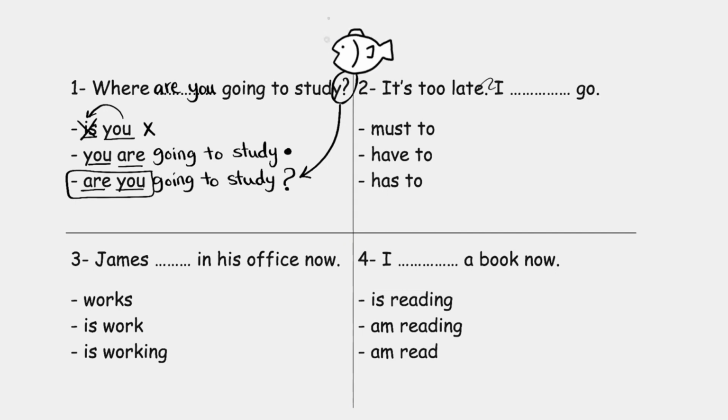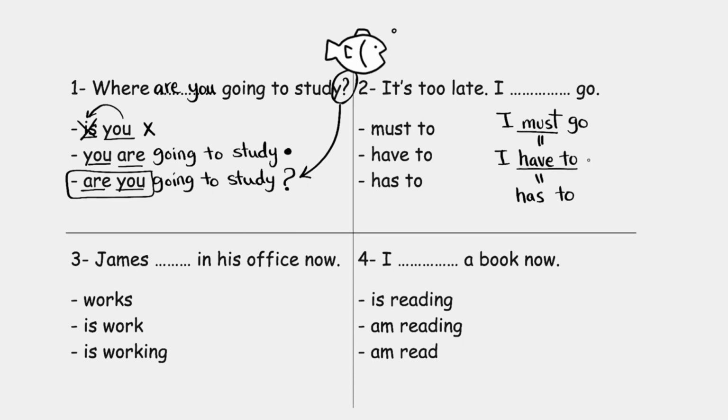It's too late. I blank go. Must to, have to, has to. Listen guys, must equals have to equals has to. They all have the same meaning. You can say I must go. It's the same as when you say I have to go. But you cannot say I has to go.